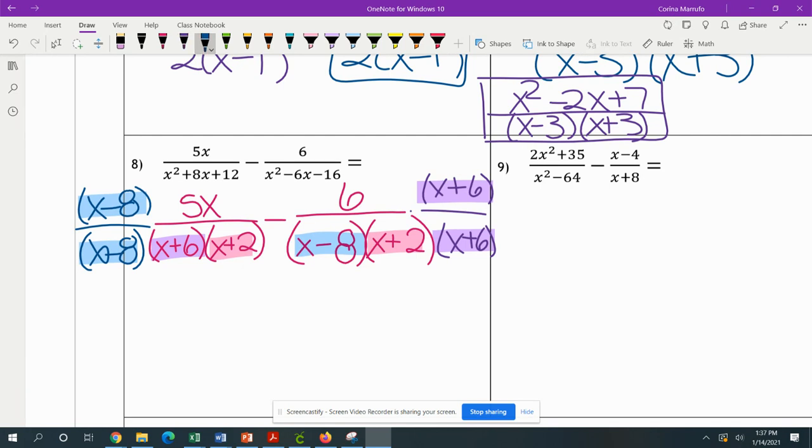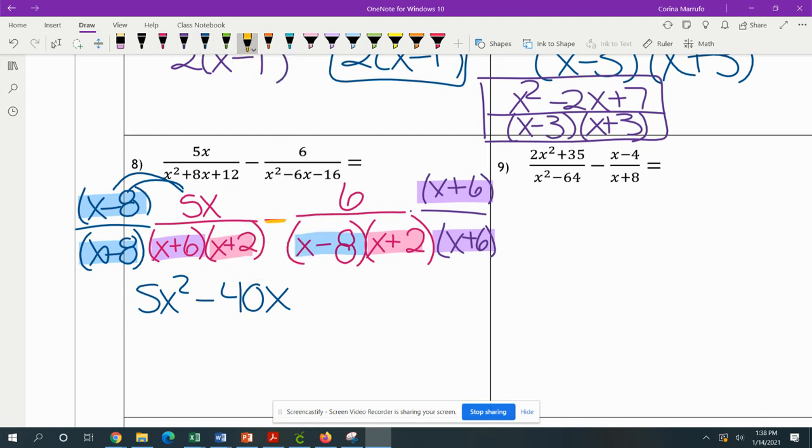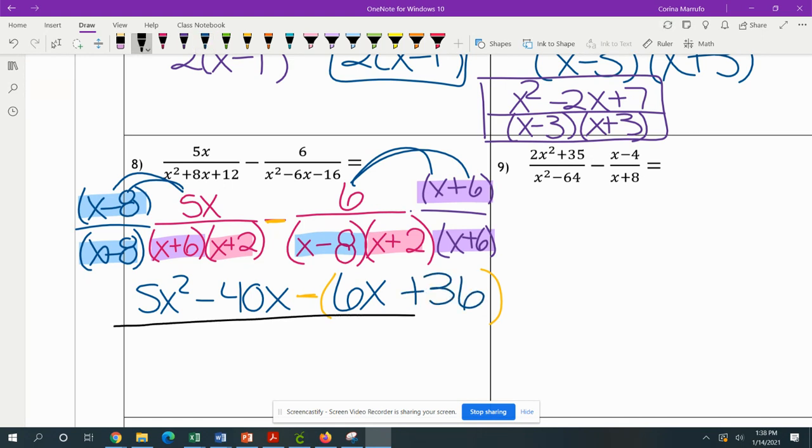I'm going to go ahead and distribute this 5x to each one. So 5x times x gives me 5x squared. 5x times negative 8 gives me negative 40x. Okay, don't forget about this minus sign. This is very important. We're going to have to distribute this minus to this side, so I'm going to go ahead and write that in parentheses so that I don't forget. We distribute this 6 to each one. So 6x plus 36. And all of this is over the same common denominator.